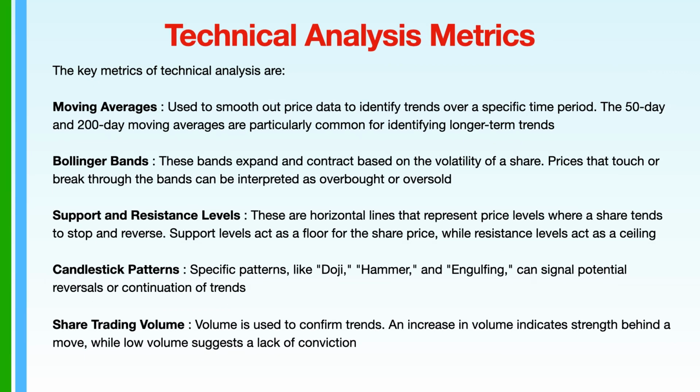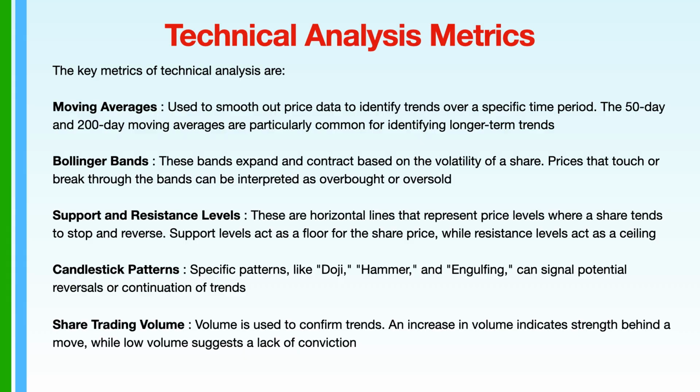The key metrics of technical analysis are moving averages, which are used to smooth price data to identify trends over a specific time period. The 50-day and 200-day moving averages are particularly common for identifying longer-term trends. Bollinger Bands. These bands expand or contract based on the volatility of a share price. Prices that touch or break through the bands can be interpreted as overbought or oversold.